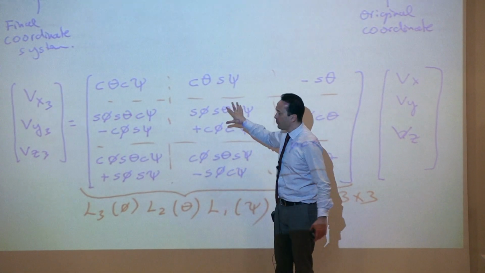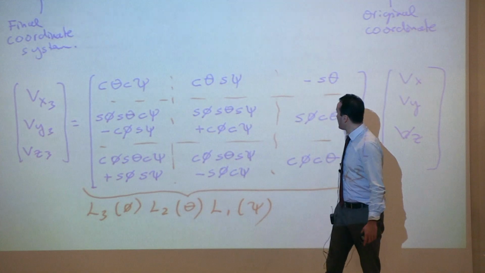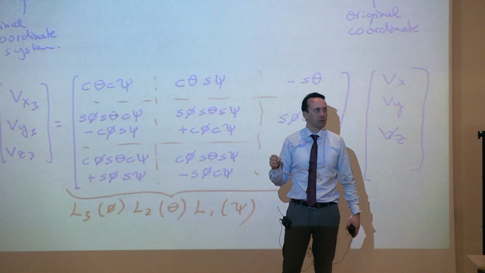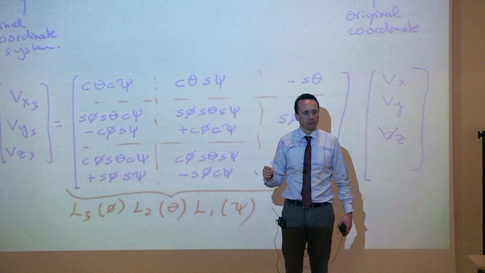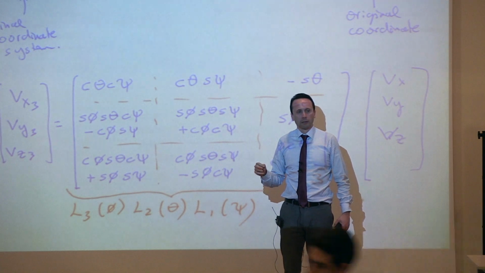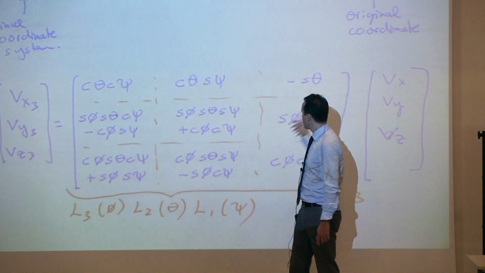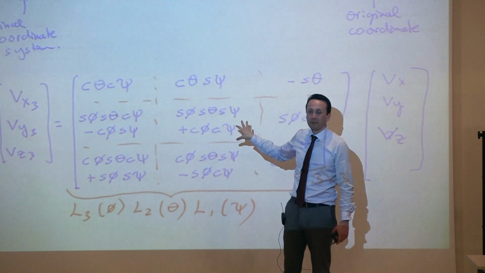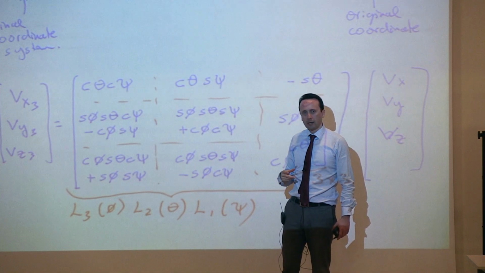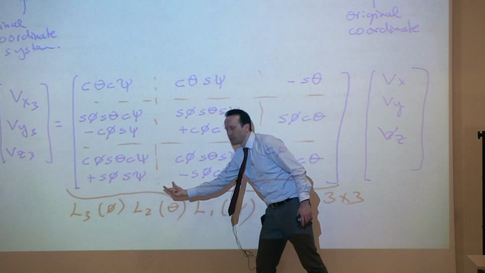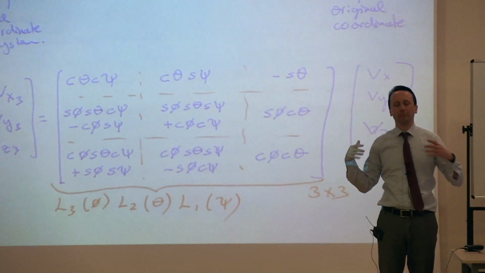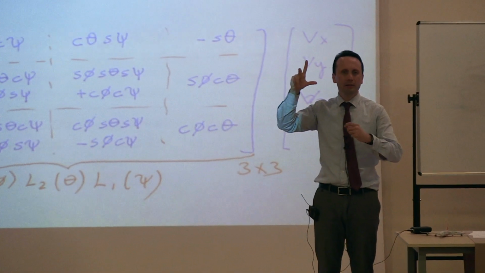So you could obtain a transformation matrix going from here to here, but it will be different if the angles are different. Understand that? So you might ask, why is the order different? Why are the magnitudes different? Why are the angles different? Well, because the order is different.